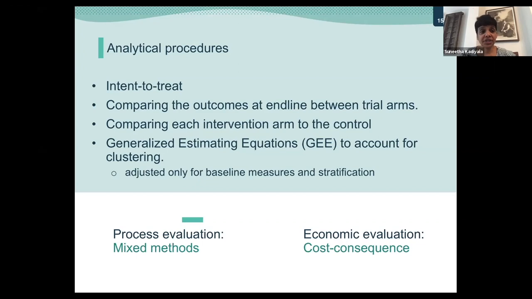The analytical procedures are intent to treat, and we compared outcomes at baseline and end line between all trial arms, with the comparison being each intervention arm to control. It is important to note that when I present results and say this is the impact of an arm, it is compared to the control and not between arms themselves, because that would have required a huge sample size, which means we would have had to operate in a huge area, requiring huge budgets. We used GEE models to account for clustering, and adjusted for baseline measures and for stratification. We also conducted a mixed methods process evaluation and an economic evaluation, which took the cost consequence approach. Next slide, please.